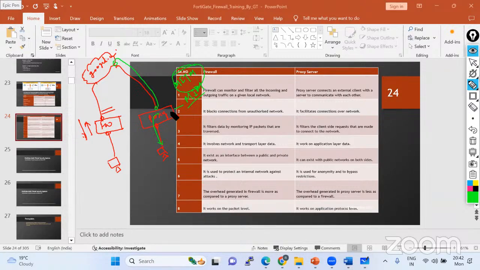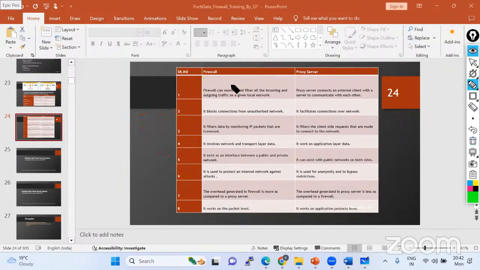तो ये basic difference होता है, ठीक है. So इसलिए बोल रहा है in first definition, the firewall can monitor and filter all the incoming and outgoing traffic on the local area network, जो भी बाहर से अंदर जा रहा है. Proxy server can connect the external client with the server to communicate with each other. So मतलब कि हमारा कोई on behalf of that any destination मेरे को जहां कनेक्ट करना है, प्रॉक्सी सर्वर गोइंग टू कनेक्ट ऑन बिहाफ ऑफ योर मेक द कनेक्शन.